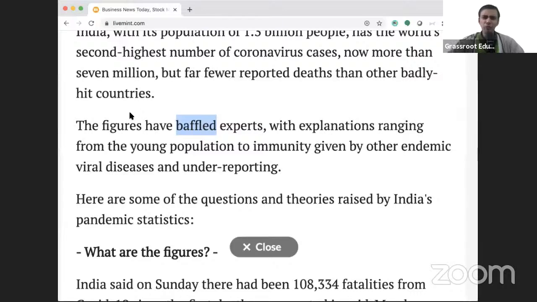So the figures have baffled experts. They're not able to understand how this is happening, with explanations ranging from the young population to immunity given by other endemic viral diseases and underreporting. So people are attributing this to various reasons. They're saying that India's population is young, so they're stronger. And they're saying that because India is also susceptible to other diseases like dengue, we have already developed some kind of immunity. And the other reason is underreporting. People are not even reporting that this person has probably passed away due to coronavirus. So these are the different reasons that are coming out.